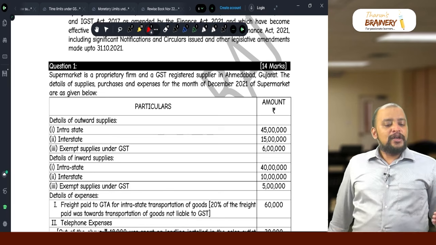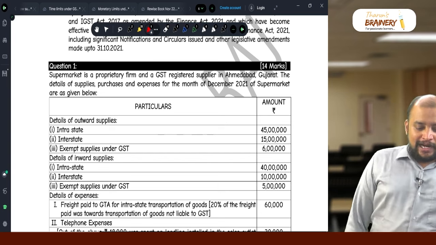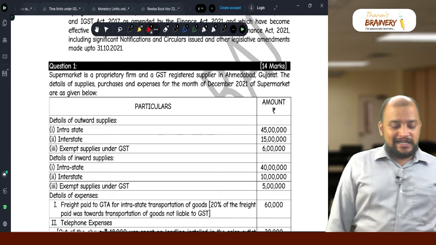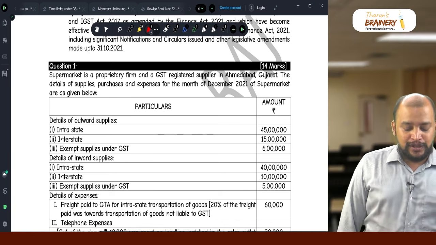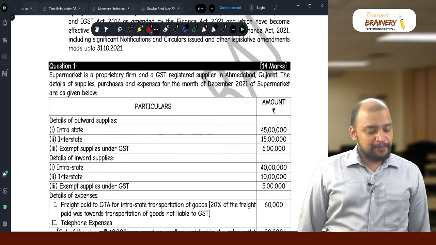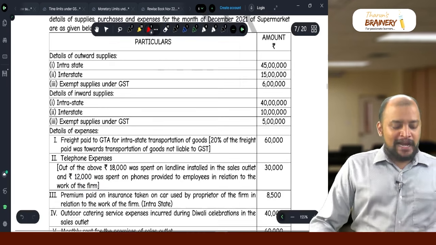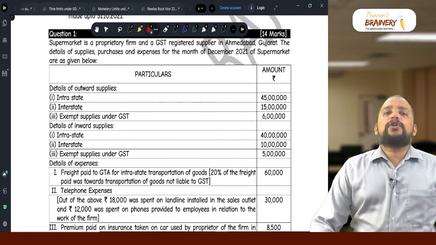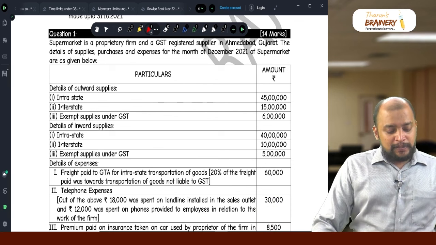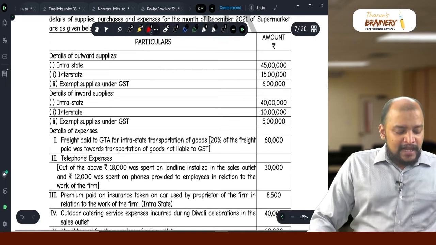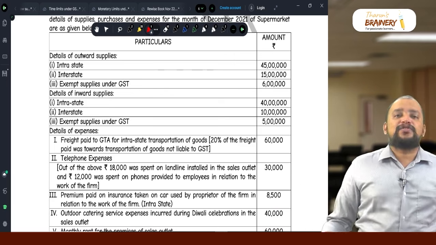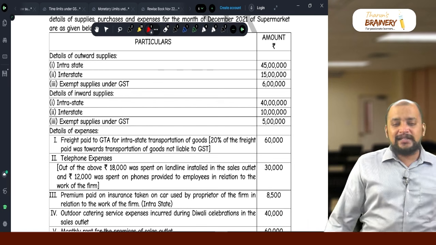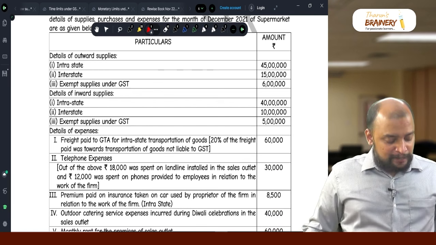See this question. Supermarket is a proprietary firm and a GST registered supplier in Ahmedabad, Gujarat. The details of supplies, purchase and expenses for the month of December 2021 of Supermarket are as given below. Details of outward supply: intrastate outward supply 45 lakhs, CGST, SGST; interstate outward supply, IGST; and exempt supply under GST, there is no GST. Details of inward supply: intrastate, so within the state, CGST paid, SGST paid; interstate, so IGST paid; exempted supply, no GST. First of all, no GST paid.